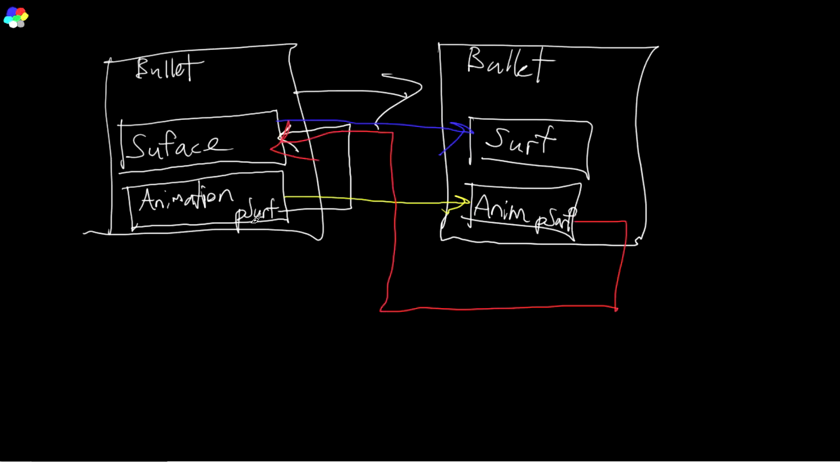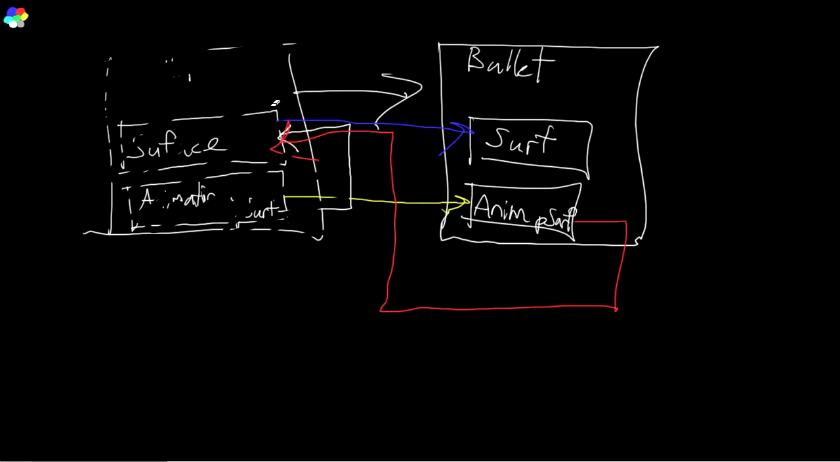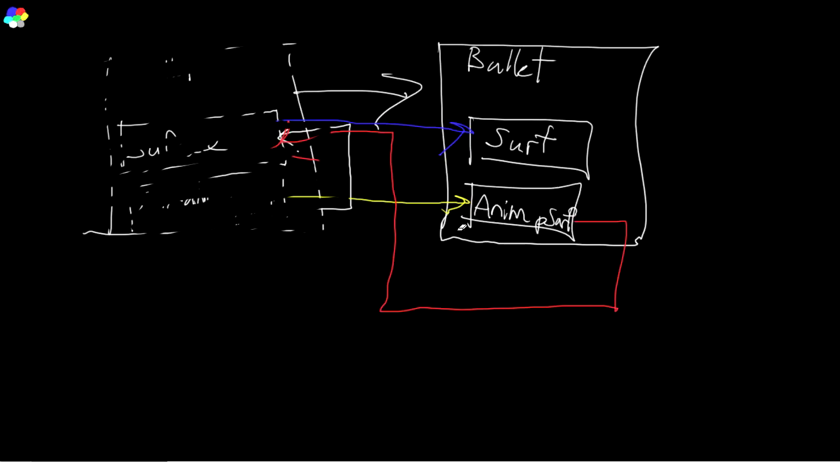So if we have a reallocation of our vector, it is going to create a new block, it is going to copy over all of the bullets, and then it is going to destroy all of the bullets in the old smaller block, meaning that our shallow copied animation is now pointing to a surface that no longer exists, and we're going to have a bad time when we try to draw that surface.